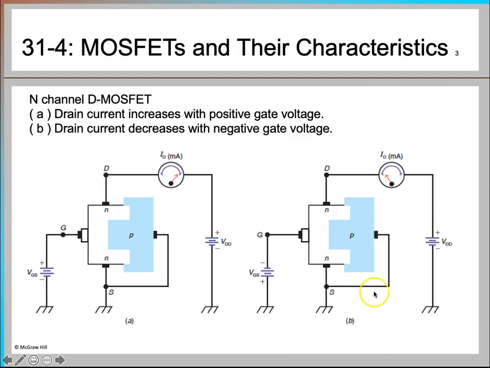As you can see here, in the first type, drain current increases as the positive gate voltage is applied, and in this case, drain current decreases with the negative gate voltage. As you can see, when negative voltage is applied, the free electrons will be repelled, and it will repel enough that the ID current will reduce to zero. Okay, so these are the two types of MOSFET, and now let's see next.